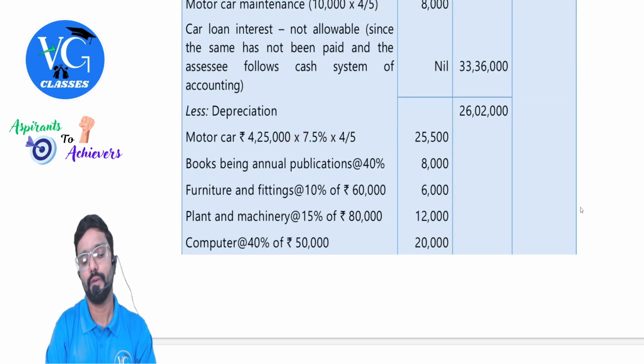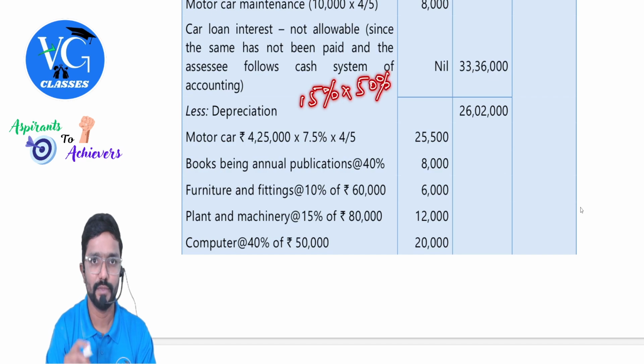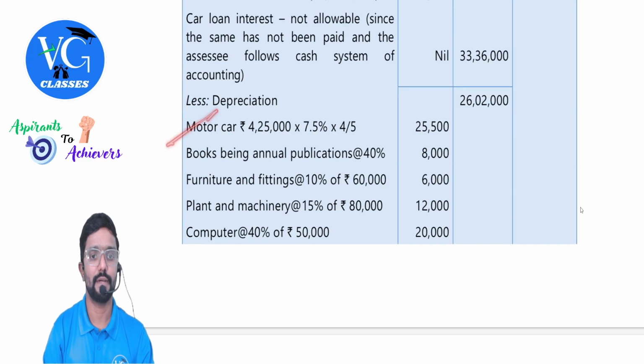You can see here. Here they have taken straight away 7.5%. How did we get it? 15% into 50%. Got it? Yes. Motor car. Done.